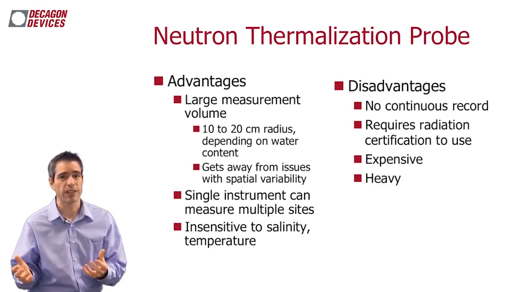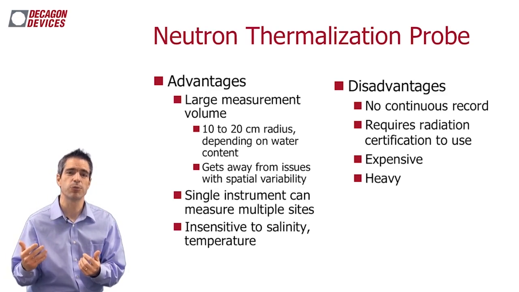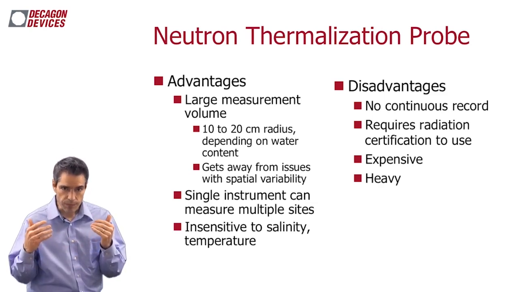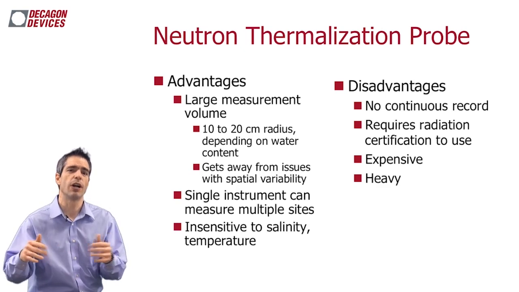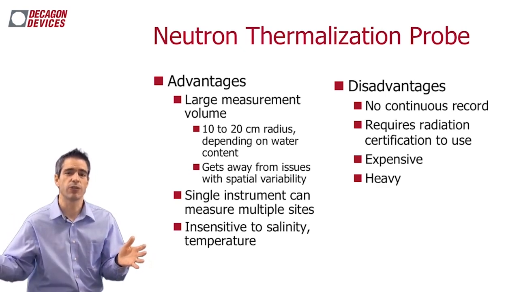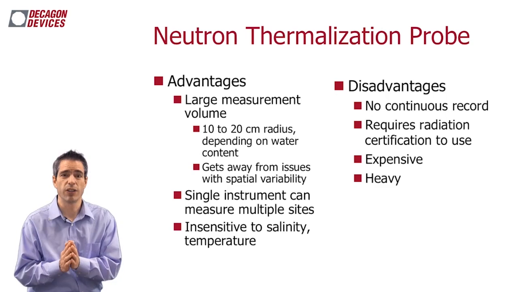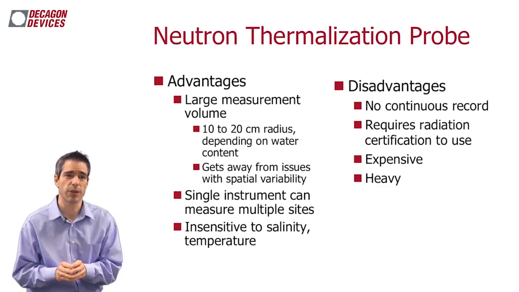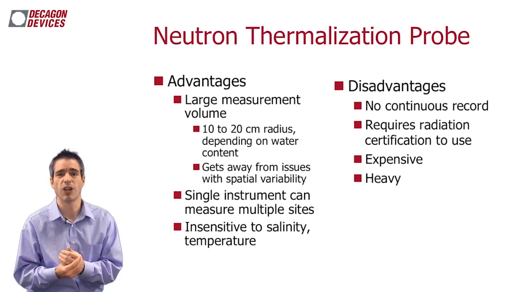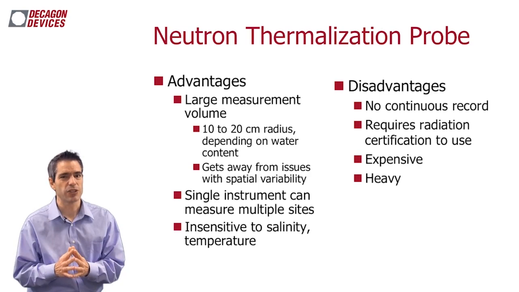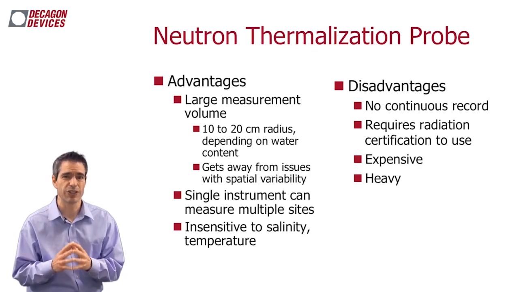One of the nice things about that is that it gets away from some of the problems with spatial variability that we might see in some of the other measurements that we'll talk about. Now, a single measurement can also go and measure lots of sites across a field or even wherever you want to take this. So if you buy one neutron probe, it can work for anywhere. And different from a couple of the other measurements we'll talk about today, salinity and temperature are not an issue for the neutron probe.